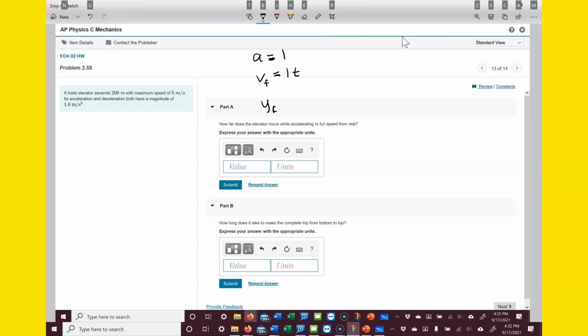The final position is the antiderivative of the velocity with respect to t, so that's going to be 1t squared over 2, or 1/2, or 0.5 t squared, plus the initial position, which I'm just going to say is 0 also, to make it simple. I don't have any reason not to, so I don't need that term.